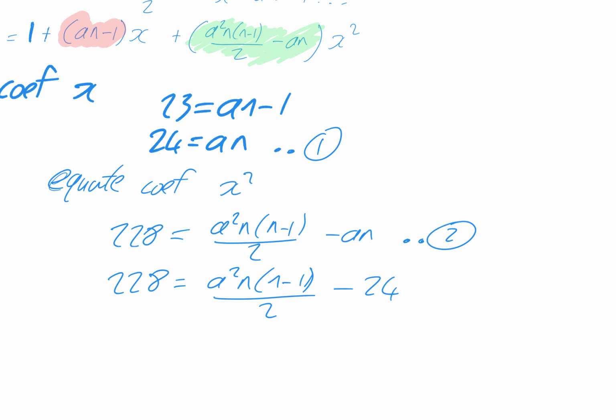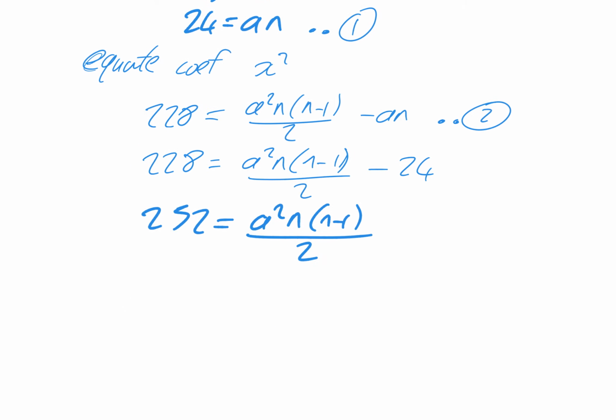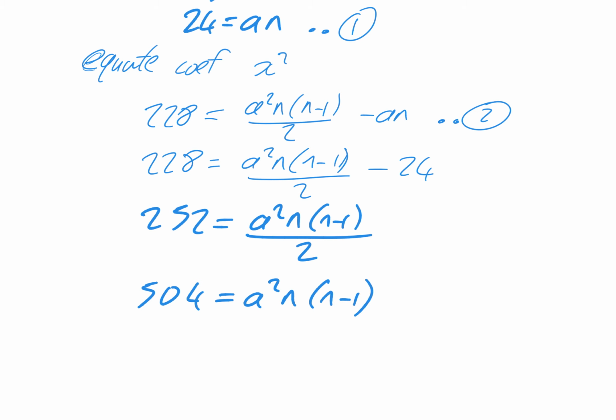Bring that 24 across. So 228 plus 24 is equal to 252. So 252 is equal to a squared n minus 1 all over 2. Then we could multiply across by that 2 as well to make life a little bit easier. We'll have 504 is equal to a squared n minus 1.